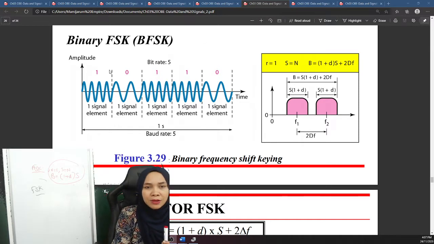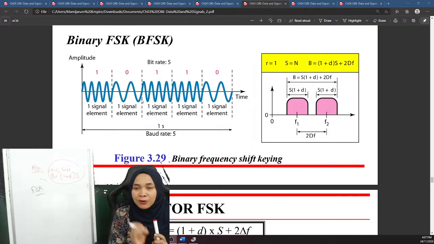Alright, so in this example, we have 101110, then we convert to analog signal, and then we will get this signal, which represents that digital data or digital value.